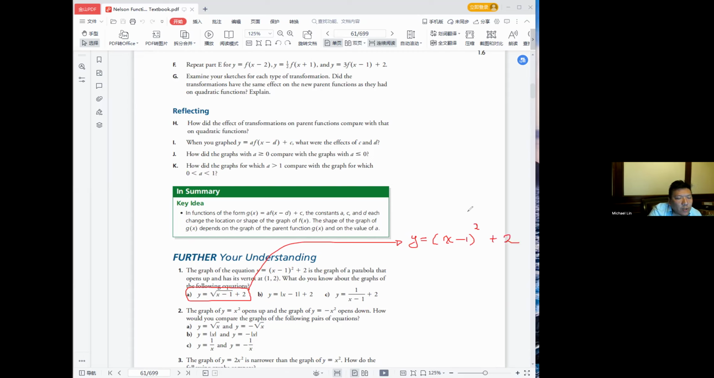Okay, and you probably know from your grade 10 that this means 1 to the right. Remember, it's always backwards for the x transformation. So if it says x minus 1, you have to think plus 1. So it actually moves 1 to the right. And this one is 2 up.